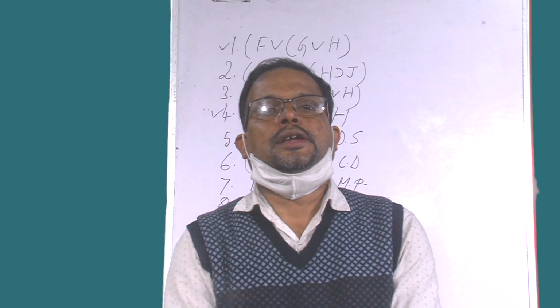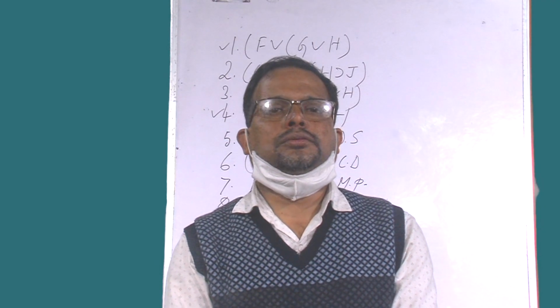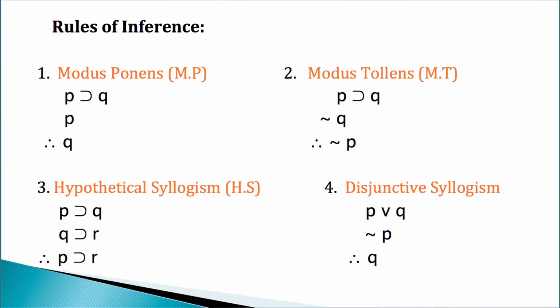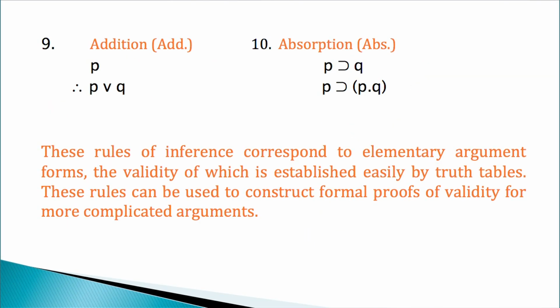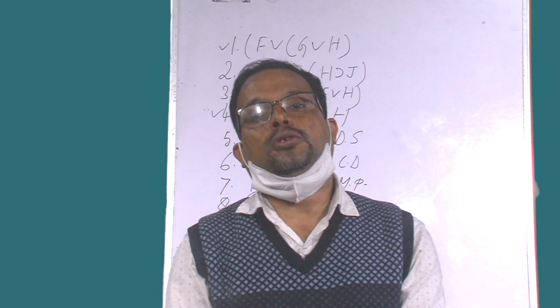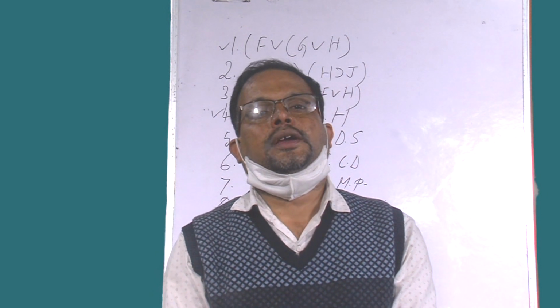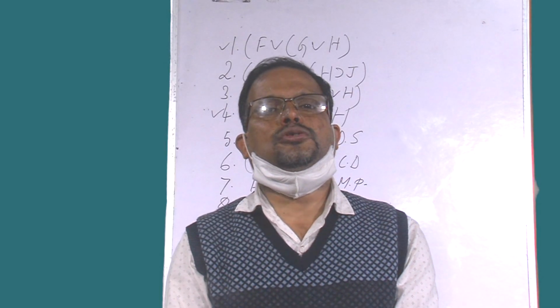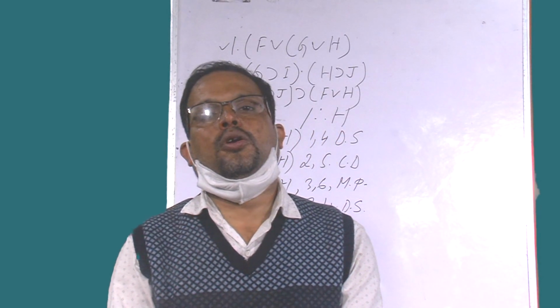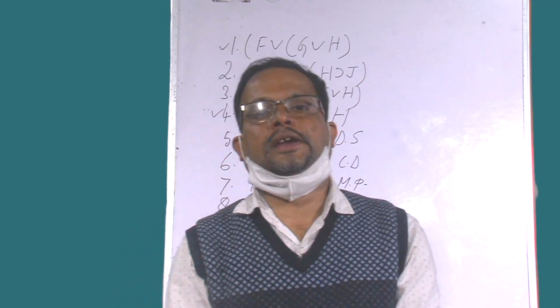So dear learners, in rules of inference we find the rules like modus ponens, modus tollens, hypothetical syllogism, disjunctive syllogism, constructive dilemma, destructive dilemma, simplification and conjunction, addition and absorption. These rules of inference correspond to elementary argument forms, the validity of which is established easily by truth tables. So these rules also can be used to construct formal proof of validity for more complicated arguments.